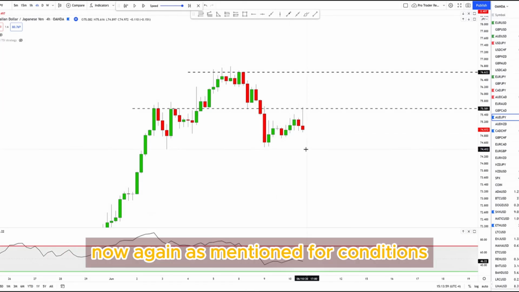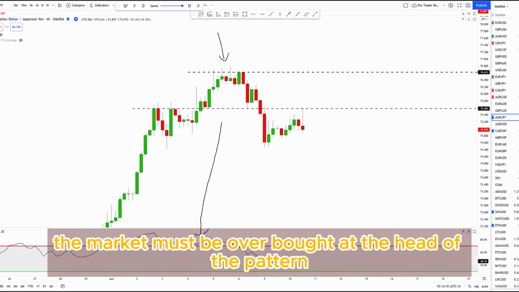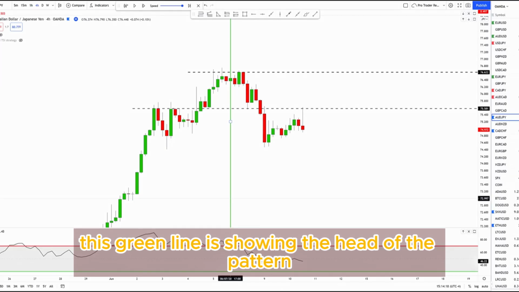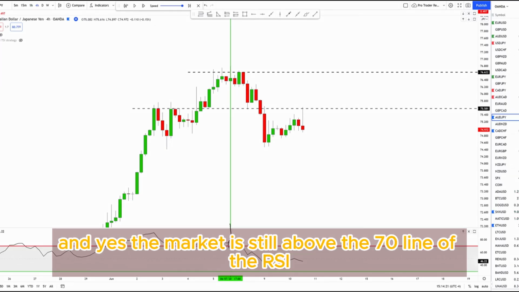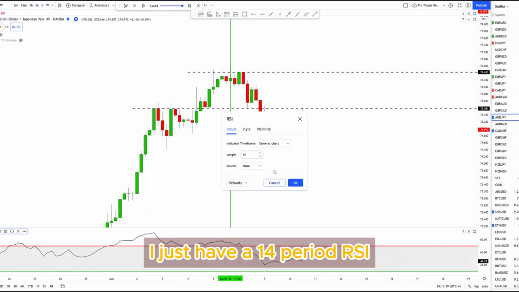Yes, we do. Now, again, as mentioned, these are our conditions for the actual pattern itself. Another condition is the market must be overbought at the head of the pattern. Let's put a vertical line here. As you can see here, this green line is showing the head of the pattern. And yes, the market is still above the 70 line of the RSI. By the way, my settings for the RSI are exactly as they come. I just have a 14-period RSI.